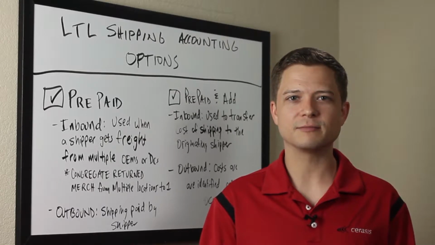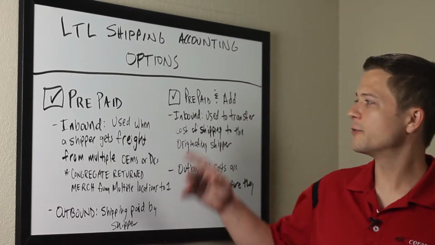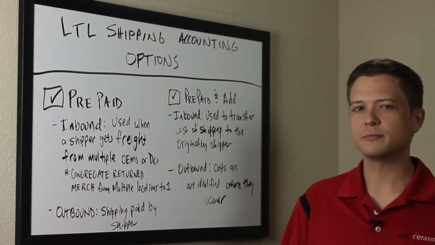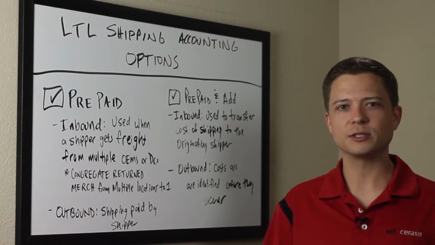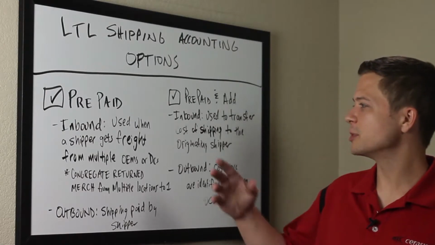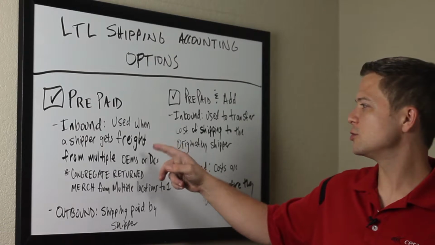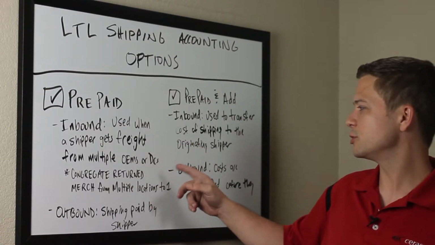So let's get into some different accounting options when it comes to less than truckload shipping. The first one, the most common, is called prepaid. Now, this is when a shipper simply understands the rate they're going to pay, and they pay it. And all the shipping charges are paid by the shipper. Now, on an inbound situation, this is used when a shipper gets freight from multiple manufacturers or distribution centers.